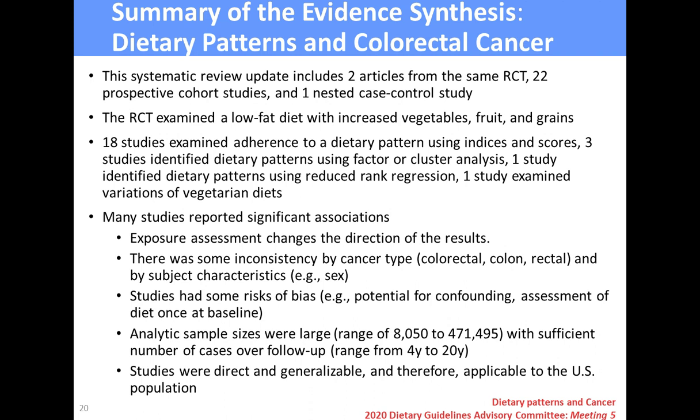And then study participant characteristics varied a lot, that either they were men and women, all men, or women. Studies had some risk of bias, potential for confounding, assessment of diet once at baseline. Analytical sample sizes were large, ranging from 8,050 to 495,000, with sufficient number of cases over follow-up and a range of 4 years to 20 years. And the studies were direct and generalizable and therefore applicable to the U.S. population.